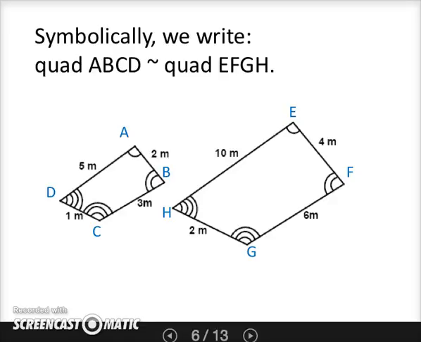Symbolically, when we speak about similarity, we use this symbol. It looks kind of like a congruency symbol, except it only has one squiggle, and that is the symbol for similar. So if we write quadrilateral ABCD is similar to quadrilateral EFGH, this is how we would write that statement.